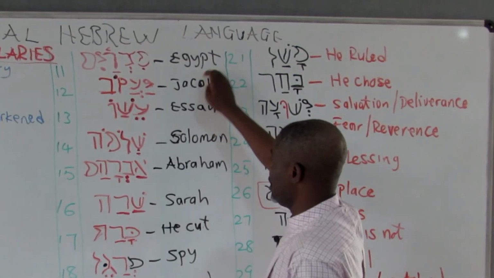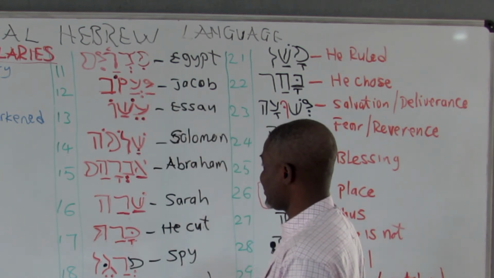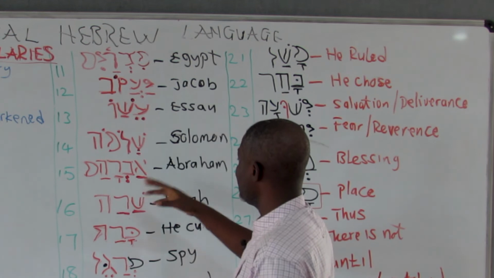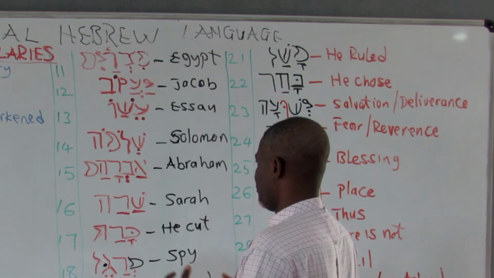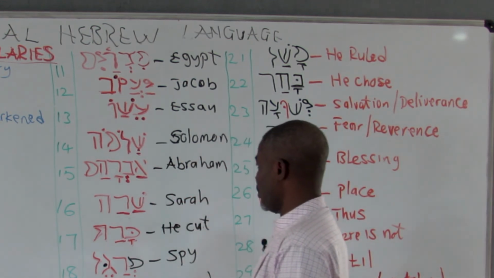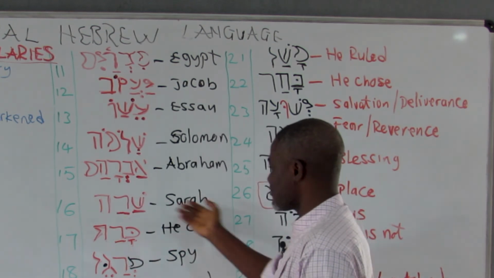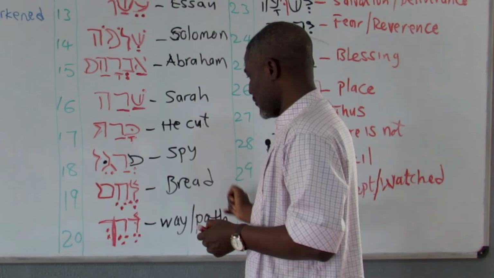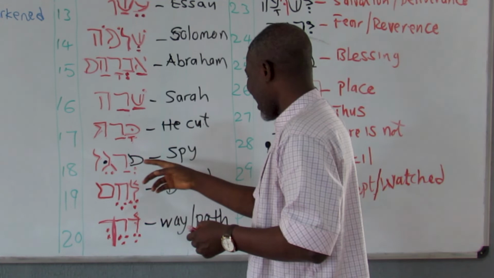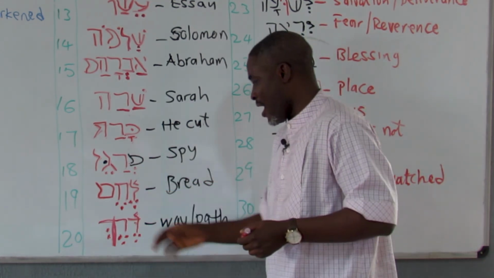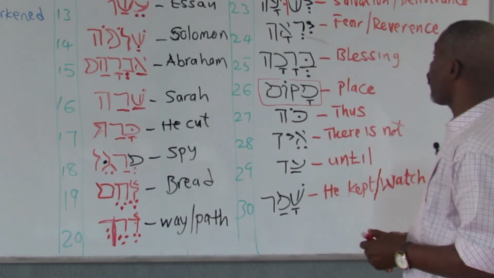Mitzrayim is Egypt. Yaakov is Jacob. Esau is Esau. Shalomo is Solomon, which has to do with shalom, peace. Abraham is Abraham. Sarah is Sarah. Karat is a court. Meragel is spy. Lechem is bread. Derech is path or way.